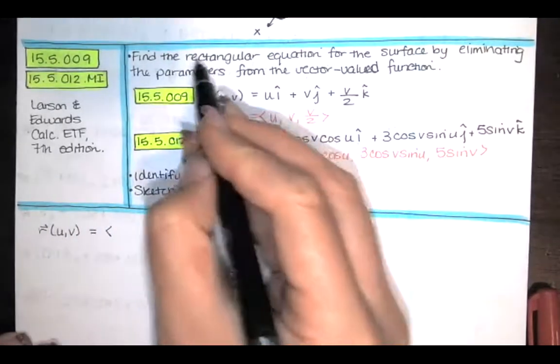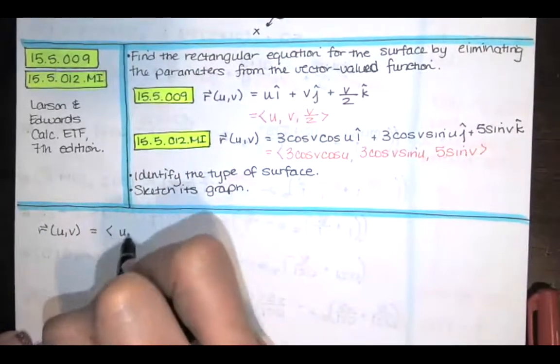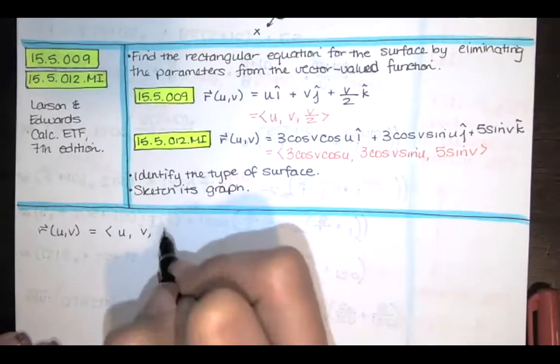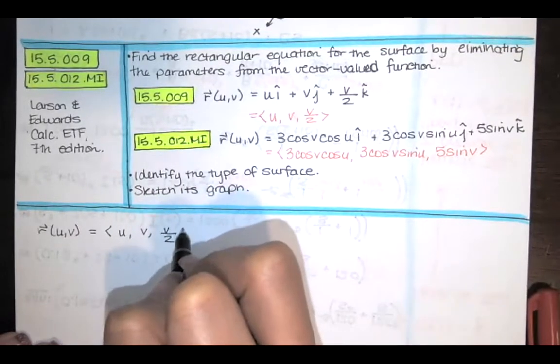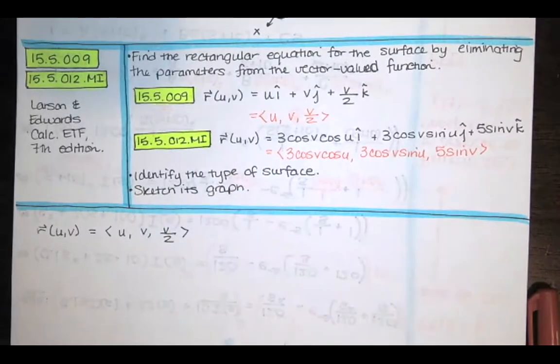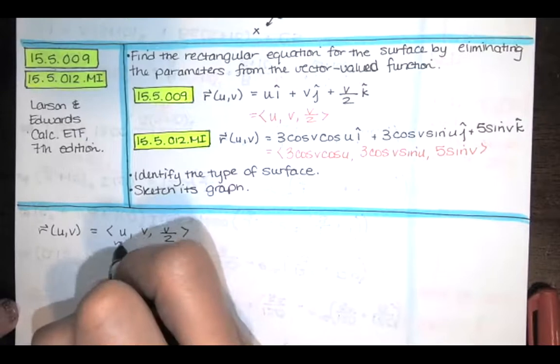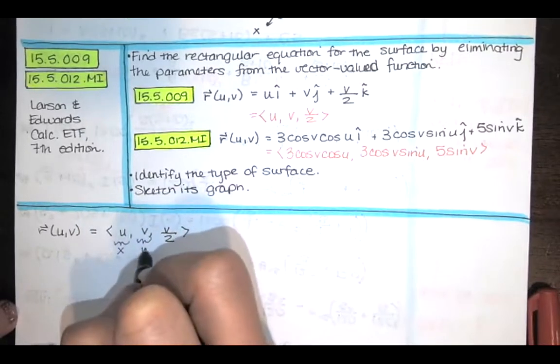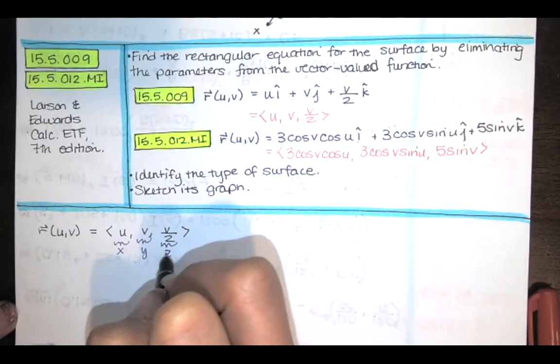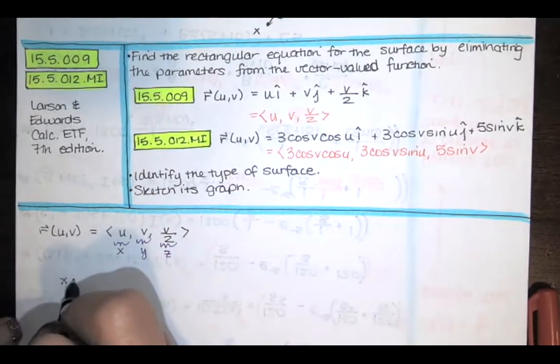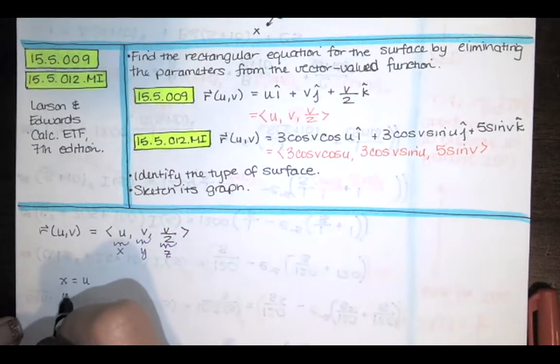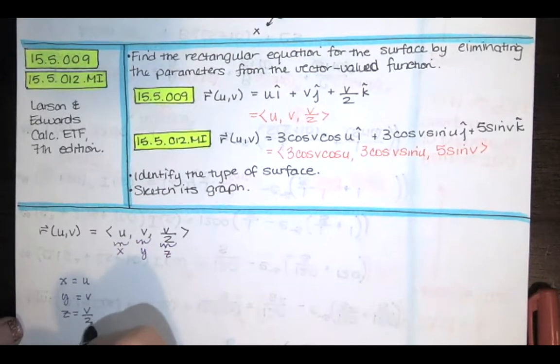Now, if I want to come up with the rectangular equation for that surface, that just means I want an equation that does not have a u or a v in it that relates x, y, and z to each other. That would be the rectangular equation for that surface. So we'll start here writing this down. Then we'll identify x of u and v and y of u and v and z of u and v. We'll drop that dependence on u and v. So we'll just say x equals u, y equals v, and z is equal to v divided by 2.